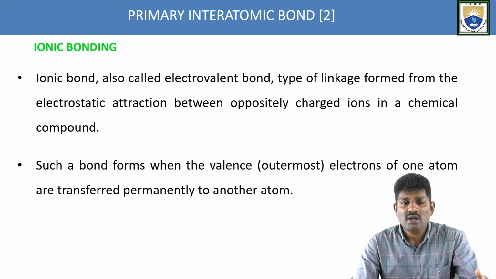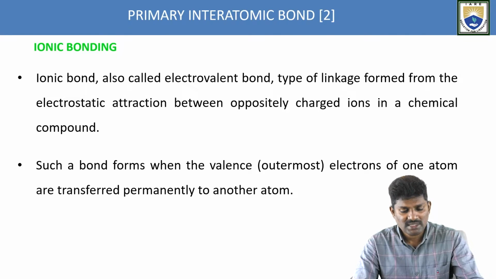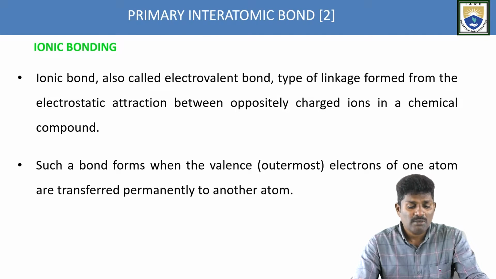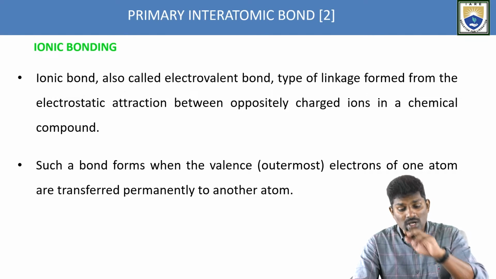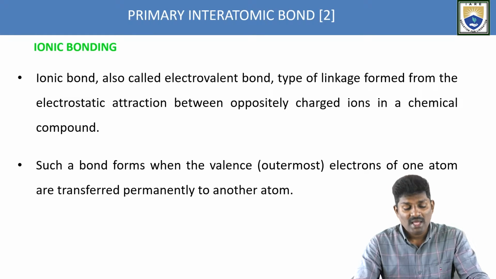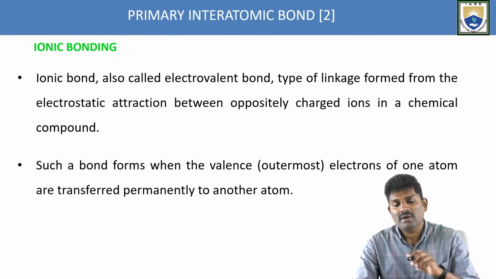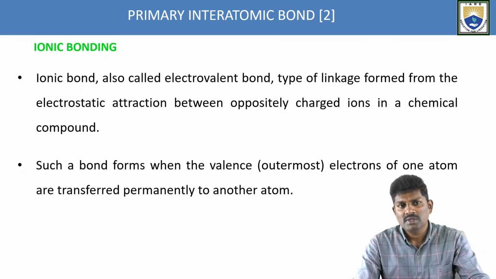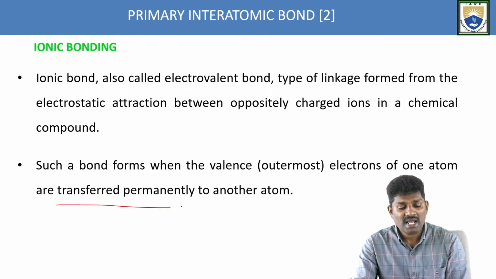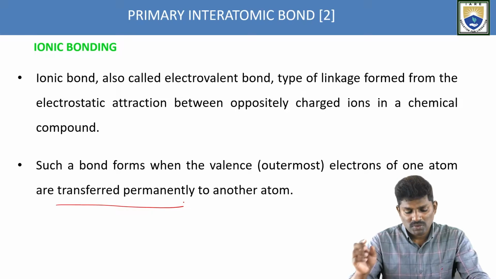So that's why there is strong bonding in ionic bonding, since there is a lot of attraction between the positive and negative chemical compounds. Such a bond forms from the valence, that is, the outermost electrons of one atom, which are transferred permanently to another. Because of the two differently charged particles, there is a complete attraction between them. Thus there is a permanent transfer of an electron from one atom to another.